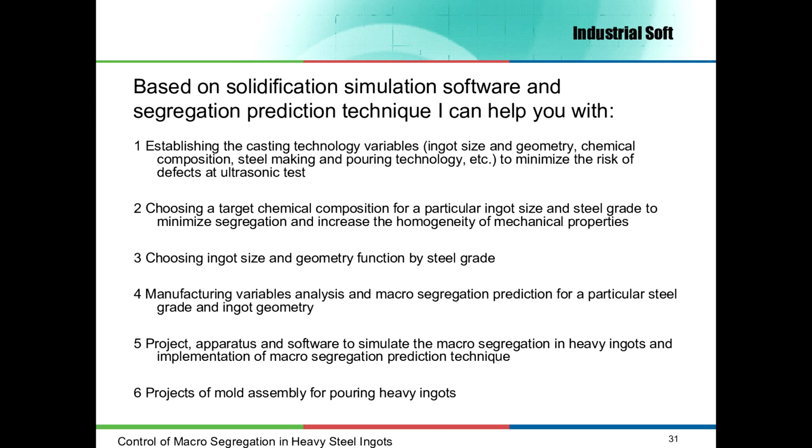Based on the solidification simulation software and segregation prediction technique I presented to you, we can optimize ingot size and geometry, chemical composition, steel making and pouring technology in order to minimize the risk of finding defects at ultrasonic test. Choose a target chemical composition for a particular ingot size and steel grade to minimize segregation and increase the homogeneity of mechanical properties. Choose ingot size and geometry as a function of steel grade. Analyze the manufacturing variables and macro segregation prediction for a particular steel grade and ingot geometry.